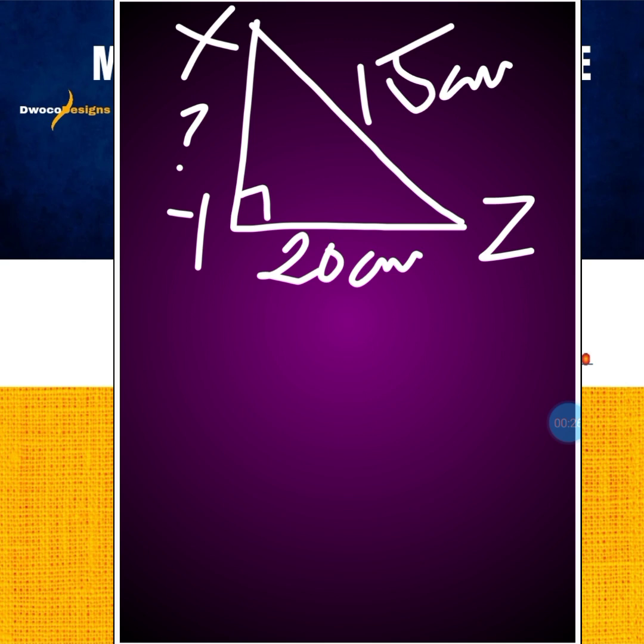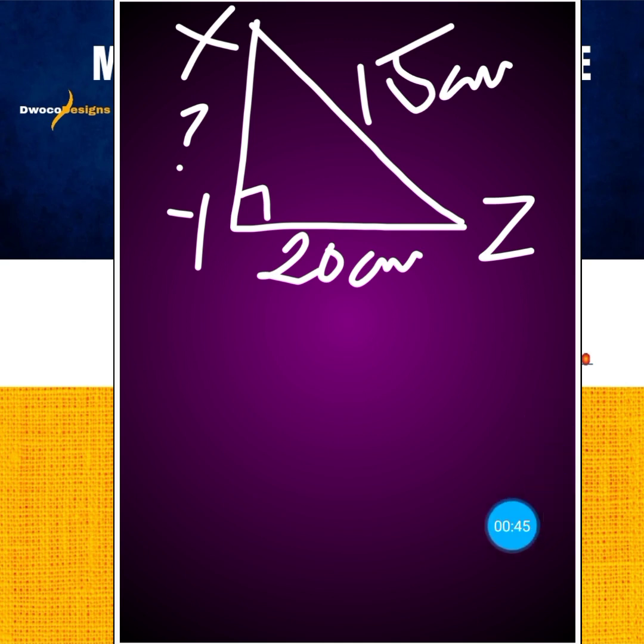XYZ is the right angled triangle. We have side XZ as 15 cm and side YZ as 20 cm. If you read through the question, XY is the question mark. That's what we're looking for, so let's call that place, let's say, letter X or something.